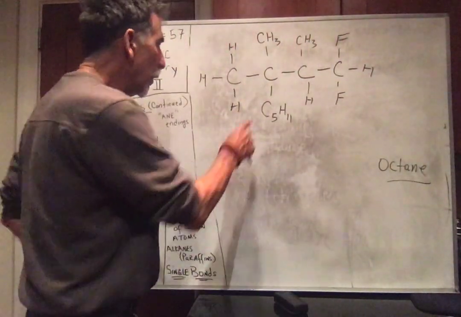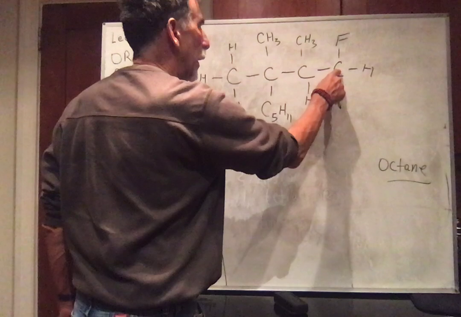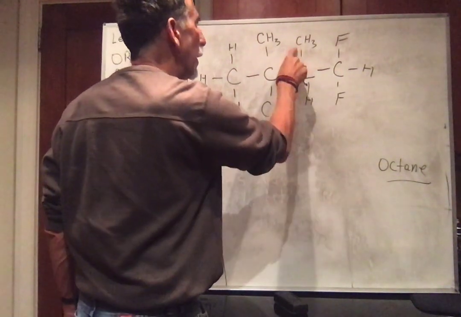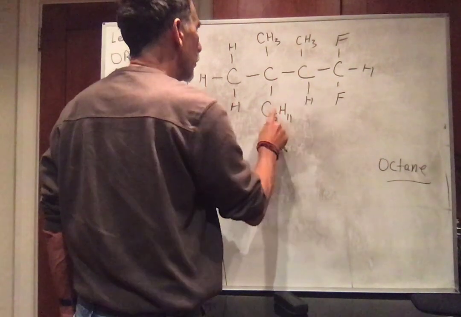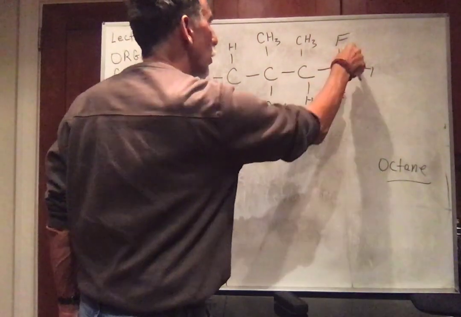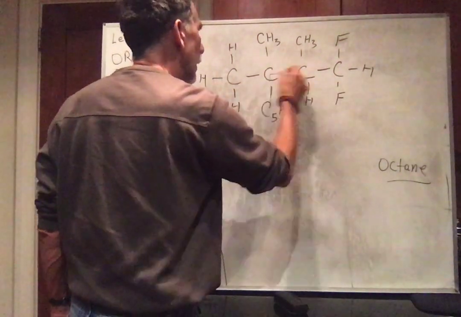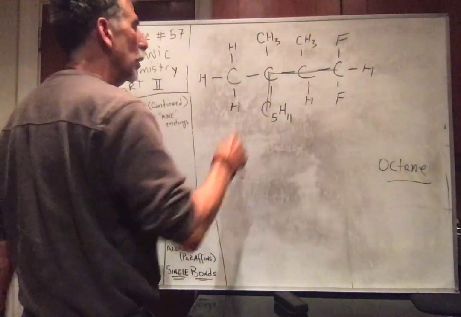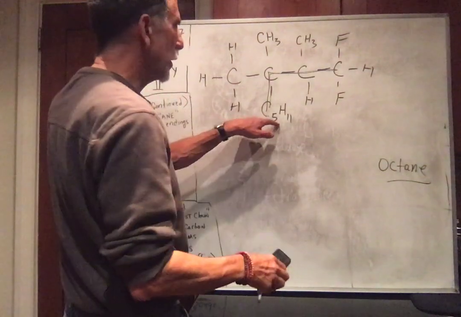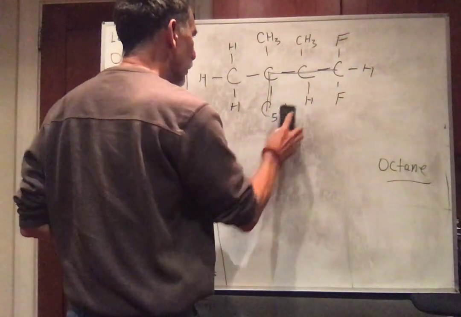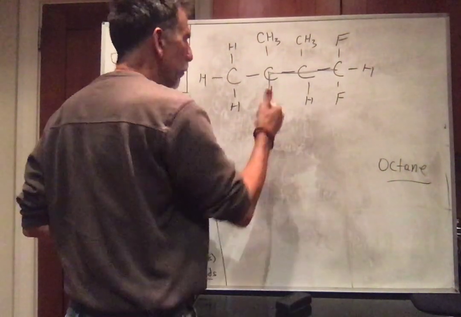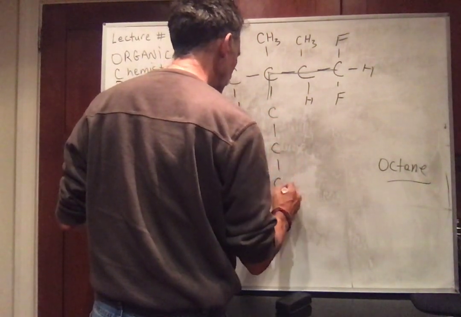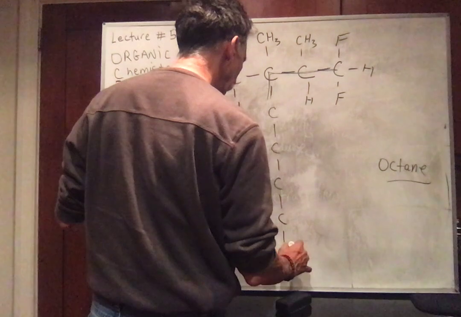I'm going to do it again. 5, 6, 7, 8. So we're going to keep this as our longest chain because we don't know how to add things with fluorines. Okay, so let's see. I'm going to take the C5H11 and do this. Instead of C5, I'm going to put 5 C's. There's 1, 2, 3, 4, 5.